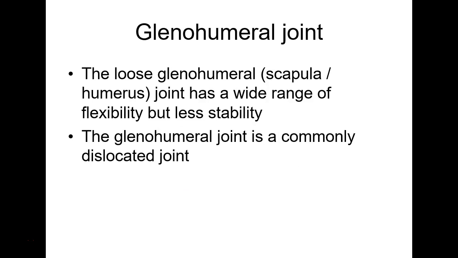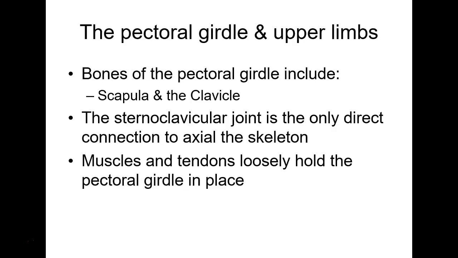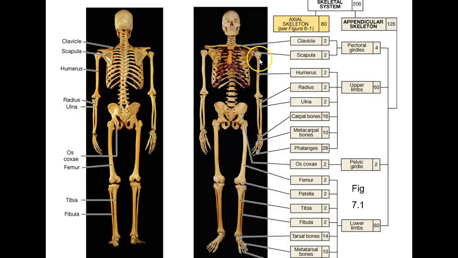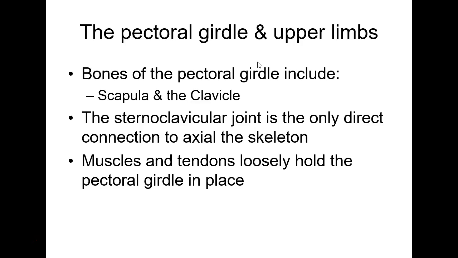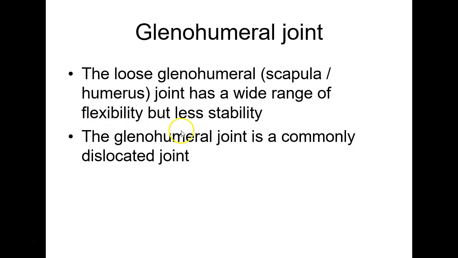So what's that joint, from your humerus? Here's your humerus, and there's your scapula that it's articulating with. That little fossa right there, we'll learn in a little bit, is called the glenoid cavity, or I learned it as glenoid fossa, but your book says glenoid cavity now. I don't know when that changed. But the glenohumeral joint is the joint, and that's a commonly dislocated joint.